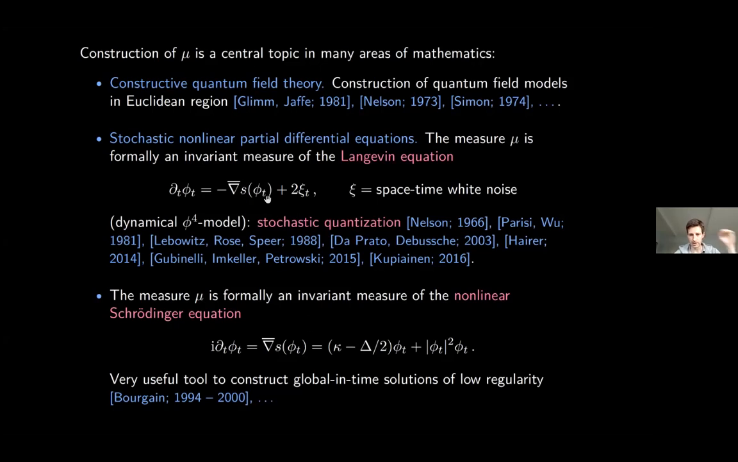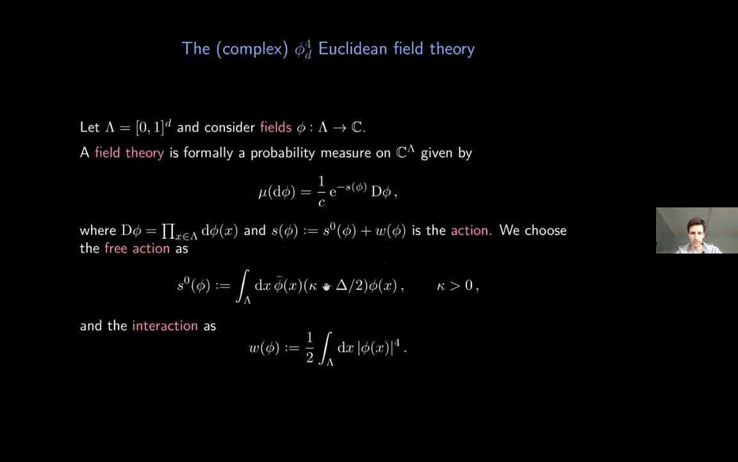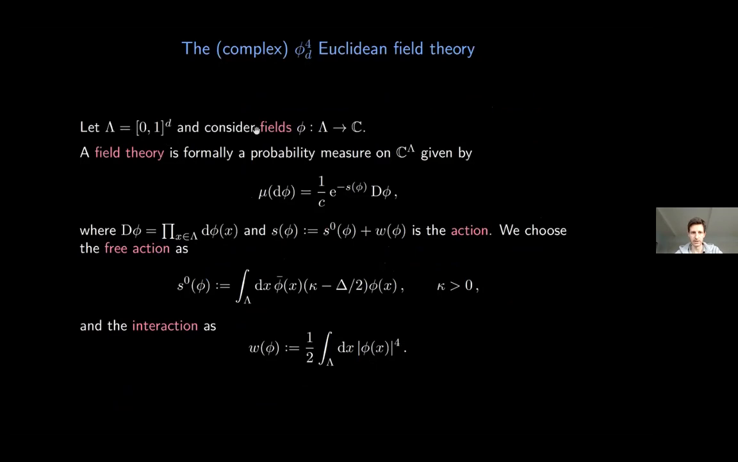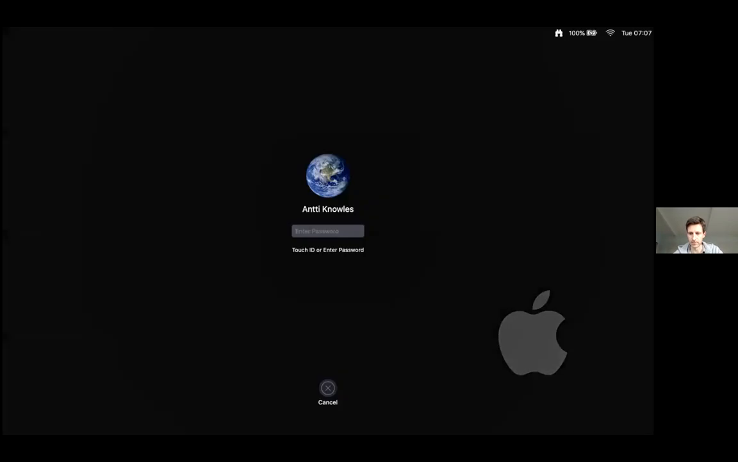Another direction which has also been very active is that of dispersive nonlinear PDEs. You can also calculate that it is invariant for this deterministic nonlinear Schrödinger equation, which in fact you can see as a Hamiltonian equation of motion associated with this Hamiltonian. And these kinds of measures mu provide a very powerful tool to construct global in time solutions of very low regularity. As we'll see, these fields are typically extremely irregular objects. In fact, unless you're in dimension one, they are not even functions.